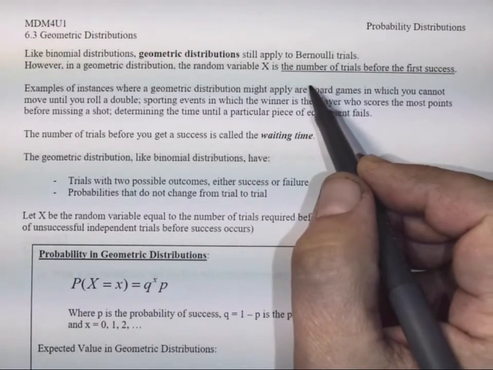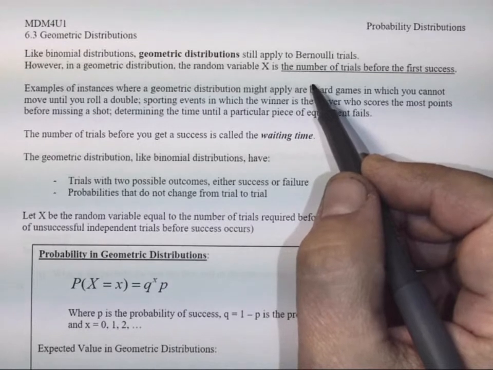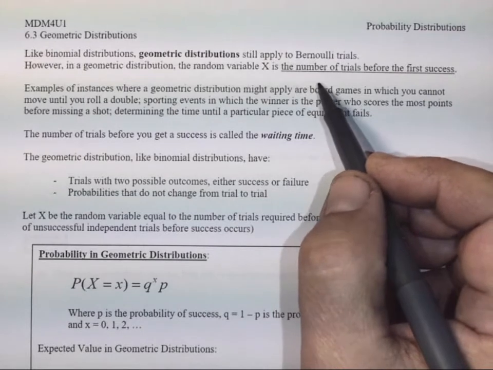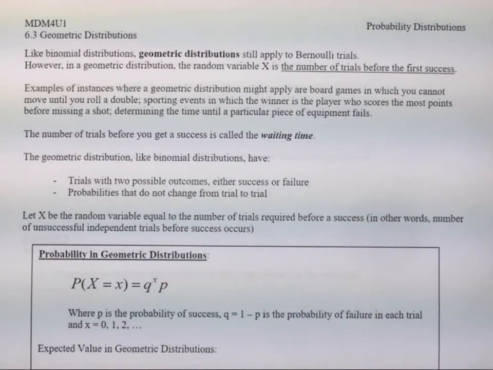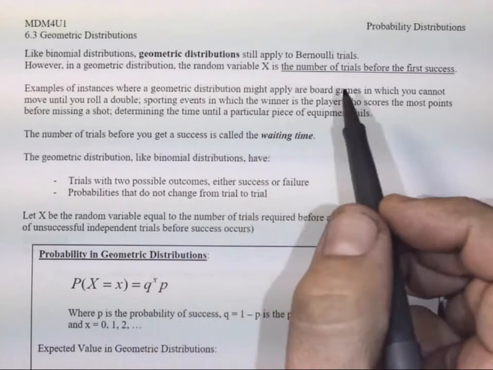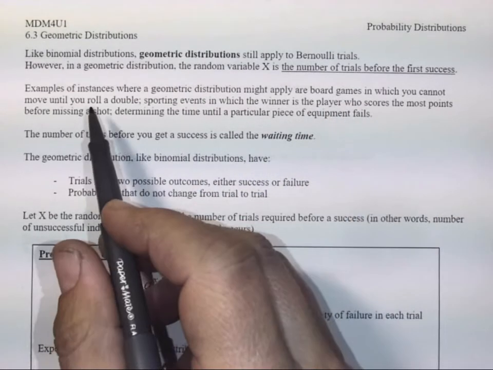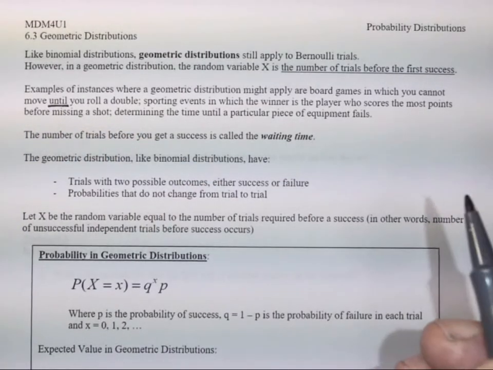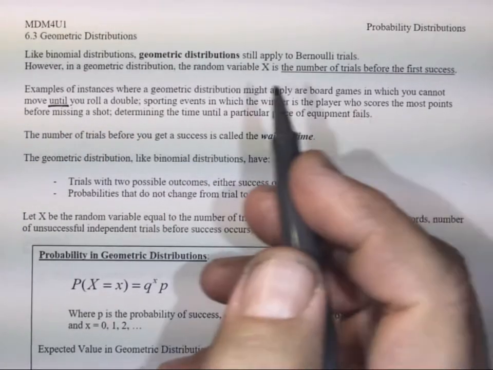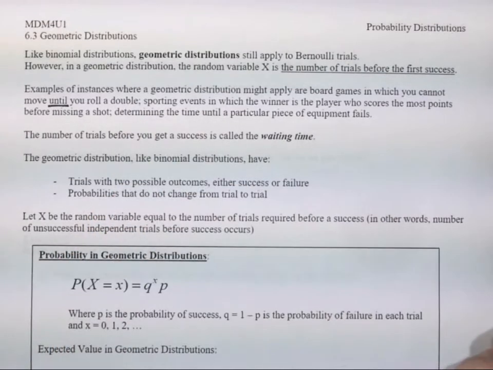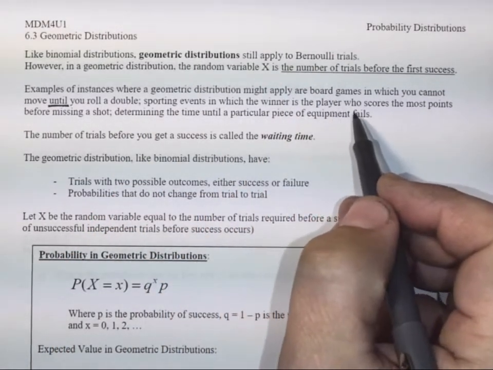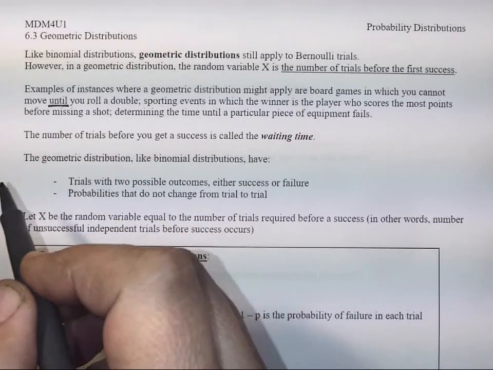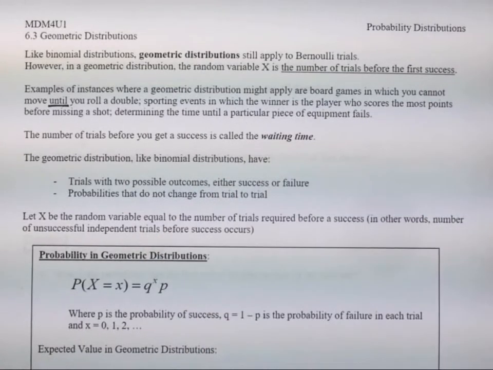So it's not how many, you're only getting one success technically, it's how long you have to wait until you get your first success. So, examples might be board games in which you cannot move until you roll a double. That word until is very important because that means nothing's happening until this occurs, a double. Sporting events in which the winner is the player who scores the most points before missing a shot. So the first time they miss, their turn is over.